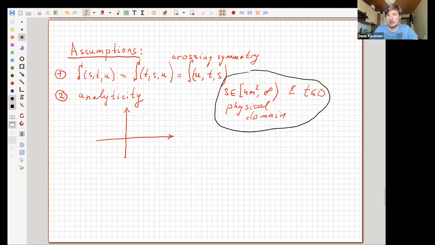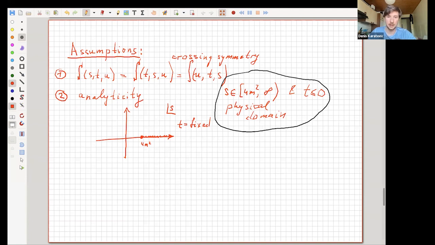However, in the S matrix bootstrap business, it is very convenient to enlarge the domain of the scattering amplitudes and treat S, T and U variables as complex variables. And then one can look at the complex plane in the S variable, and let's keep T fixed at some value. In this complex plane, one can show that there is a branch cut starting at 4m² and going to infinity.